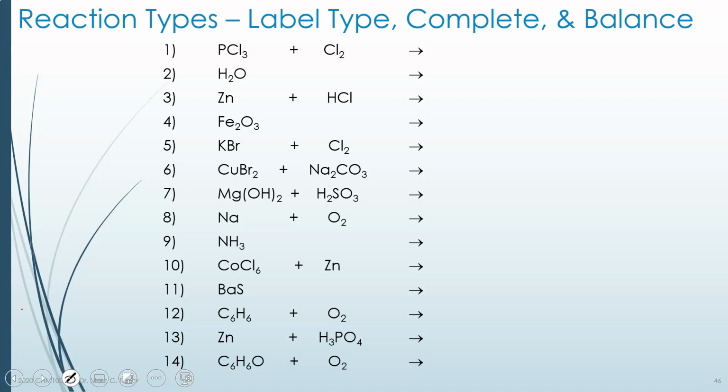So the first one, remember our clues. If you're adding 2 things together, and here you really need to know it's a combination, you can figure out what the product is. Well, if we're combining PCl3 and Cl2, well, we simply get PCl5. And to balance it, there's nothing to do. It's a 1 plus 1. It gives you 1. So it's already balanced.